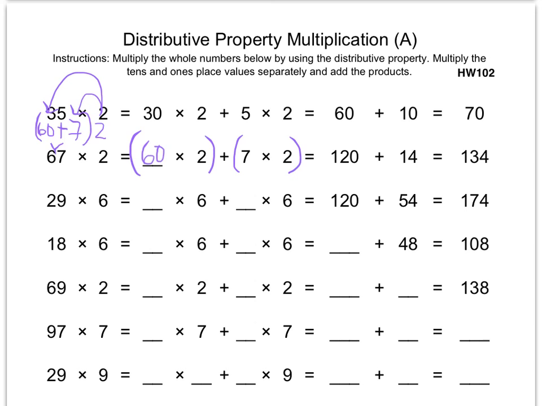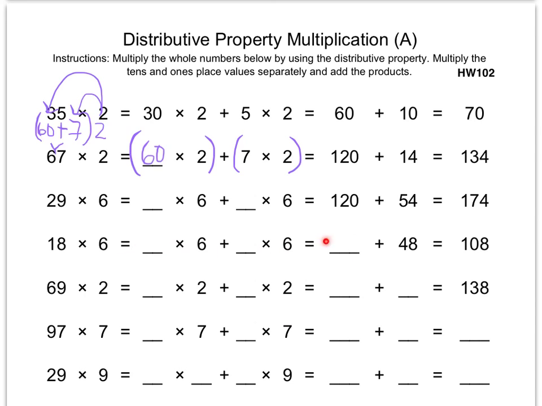So as you can see, I got 2 times 60 is here, and then 2 times 7 is here. And then you multiply them out. Well, 2 times 60 is equal to 120. If you're not sure, you know that 2 times 6 is 12, and then tack on the 0 at the end. So that becomes 120. 2 times 7 is 14. When you add 120 and 14, you get 134. Ta-da!